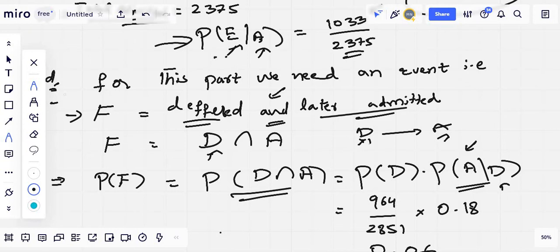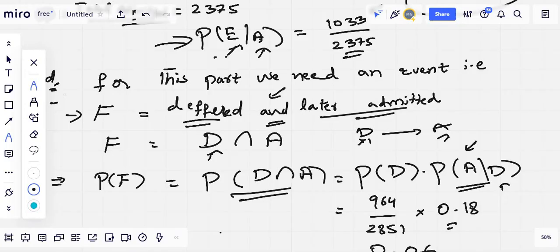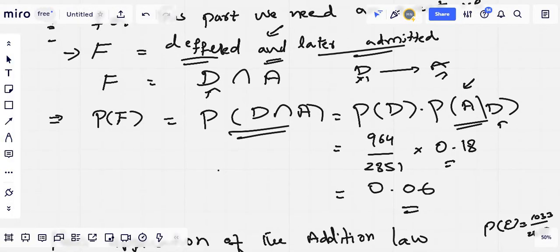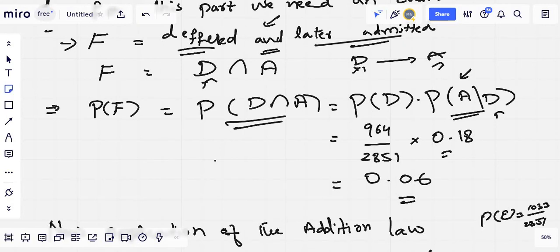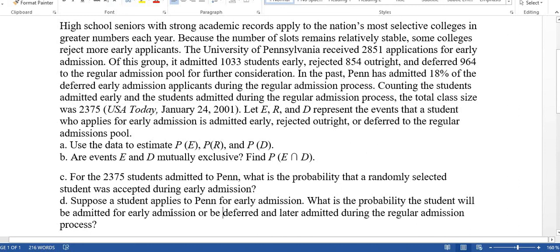So this is basically the probability of admission given the deferred. We can see this 18% probability from the statement that Pennsylvania has admitted 18% of the deferred. So given deferred, the probability of being admitted is 18%, and we just replace this number here. The probability of admitted given deferred is 18%. So we just multiply these two numbers and we get an answer of 0.06. So we have successfully obtained the probability of F, deferred and later admitted, which is basically 6%.